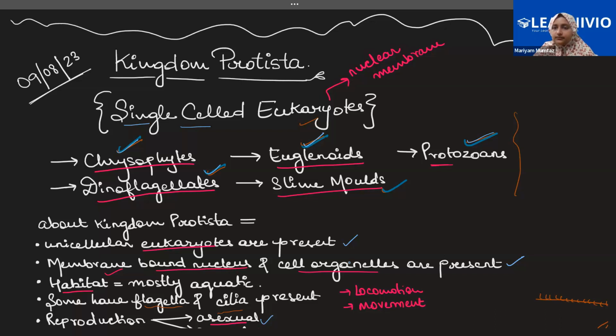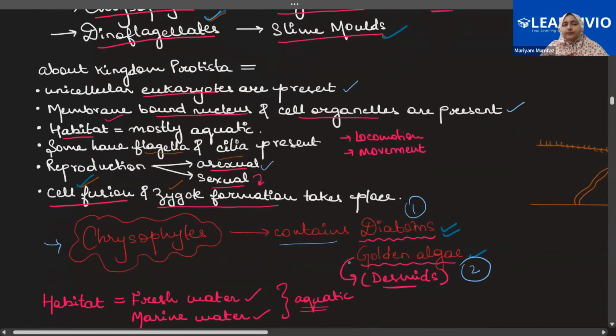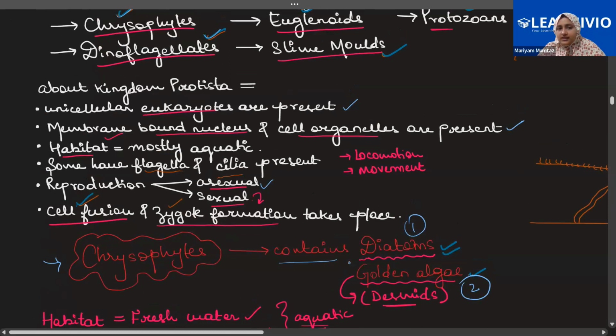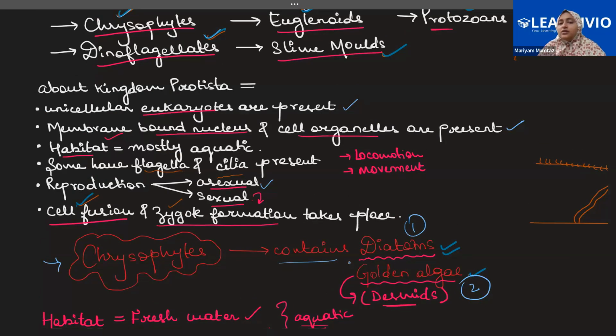Some of them don't have a cell wall and some of them do have a cell wall. Okay. Now, about the kingdom Protista: unicellular eukaryotes are present. Membrane-bound nucleus and membrane-bound cell organelles are present. Habitat is mostly aquatic. They are found in water bodies.